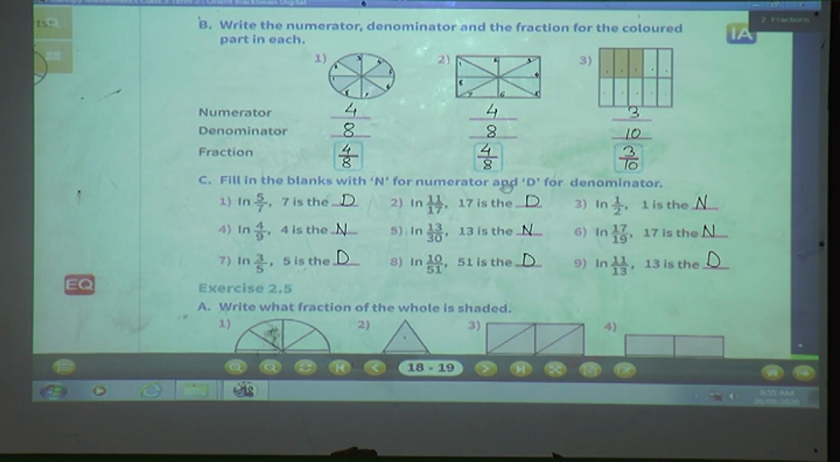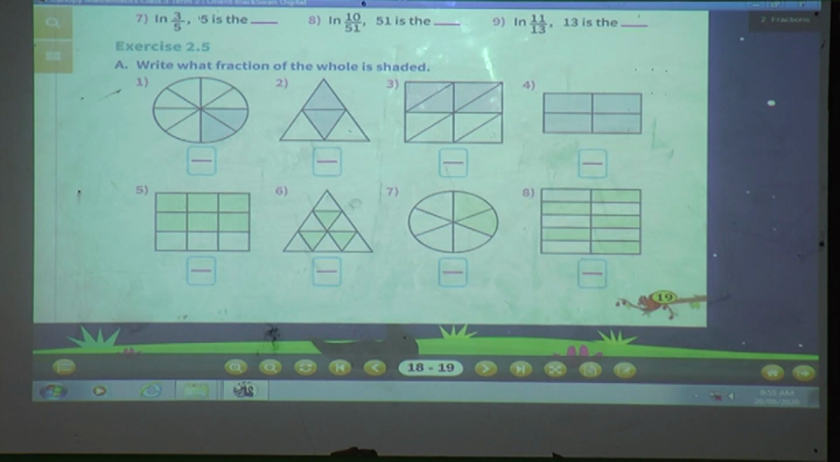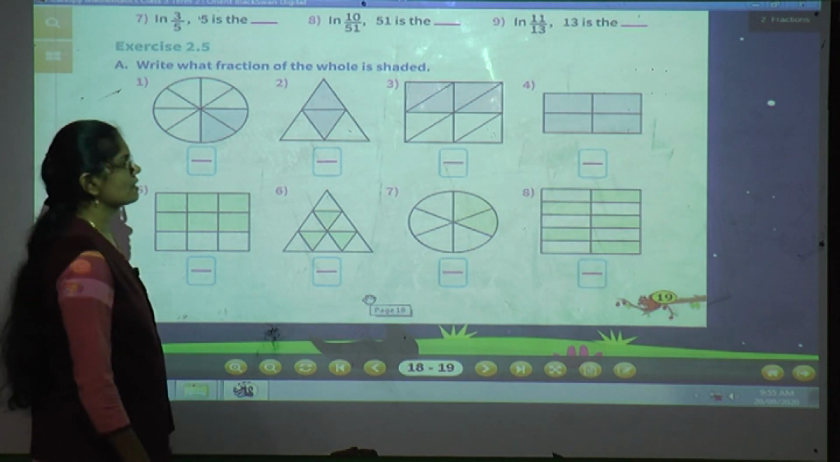Okay. Now here we have completed exercise 2.4. Now we'll move to the next exercise, that is exercise 2.5. You have to solve this exercise in the textbook only. Let us start the next exercise, that is 2.5. See the question. What is the question? Read the first question, A1. Write what fraction of the whole is shaded.